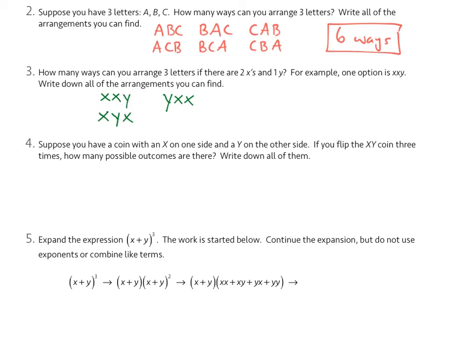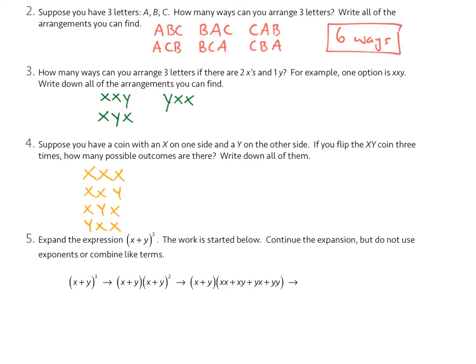Number 4. Suppose you have a coin with an x on one side and a y on the other side. If you flip the xy coin 3 times, how many possible outcomes are there? Write down all of them. One option is that you might flip the coin and the coin will land on x all 3 times. That's the only option that has 3 x's. Let's look at the options that involve 2 x's. You could start with 2 x's and then flip a y, or you could have the first and third be x's and the middle one is a y. And finally, you could start with a y and then have 2 x's.